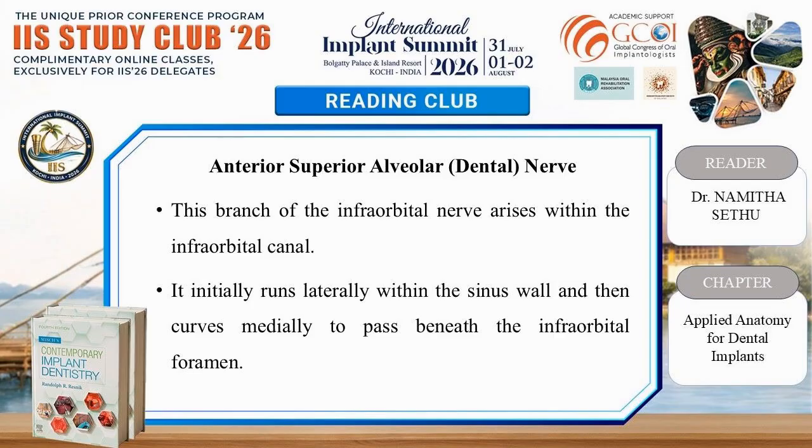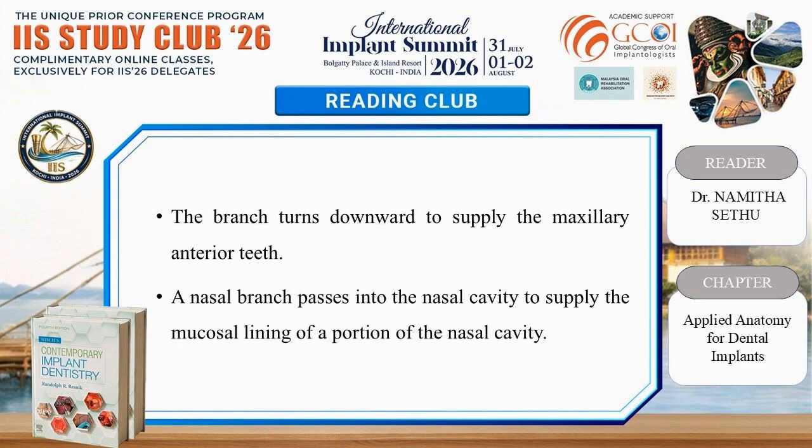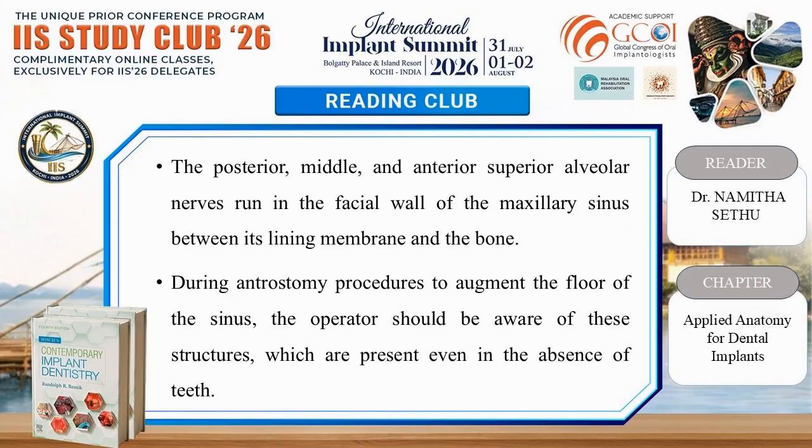Anterior superior alveolar nerve. This branch of the infraorbital nerve arises within the infraorbital canal. It initially runs laterally within the sinus wall and then curves medially to pass beneath the infraorbital foramen. The branch turns downward to supply the maxillary anterior teeth. A nasal branch passes into the nasal cavity to supply the mucosal lining of a portion of the nasal cavity.